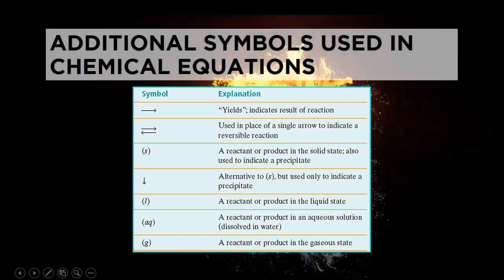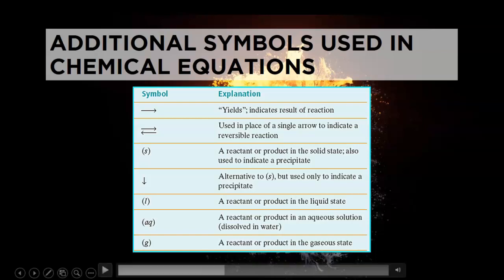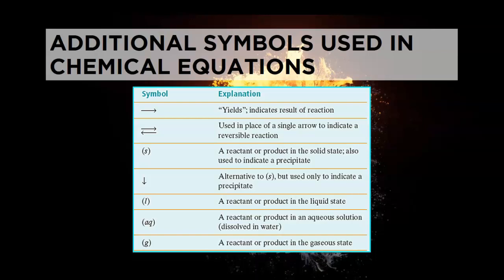Just some symbols you often see in chemical equations. The single arrow, I think the most common way to say that would be "yields," because there are different ways to obtain products in different chemical reactions, but "yields" pretty much covers it all. Reversible reactions, meaning they can go back and forth, can be shown with double arrows.